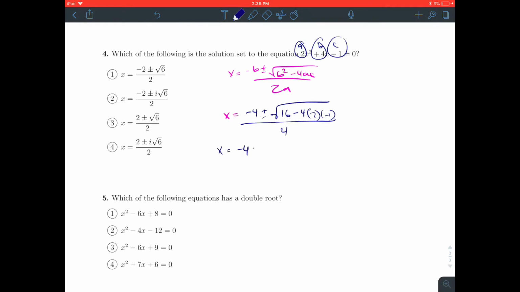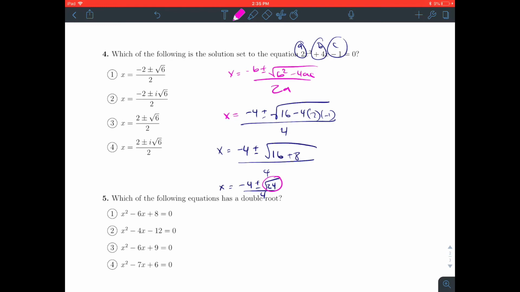x is equal to negative 4 plus or minus the square root of 16. Negative 4 times 2 is negative 8 times negative 1 is plus 8, all over 4. x is equal to negative 4 plus or minus the square root of 24 over 4. And we must be done, except that's none of our answer choices. So there's some way that we can continue from here and get one of our answer choices. The only thing that we can simplify, it looks like, is square root of 24.